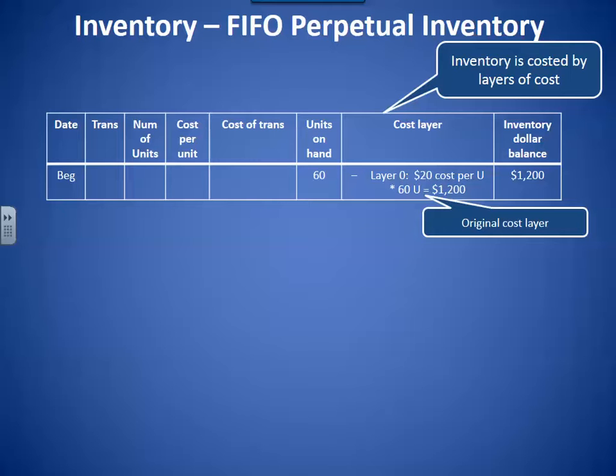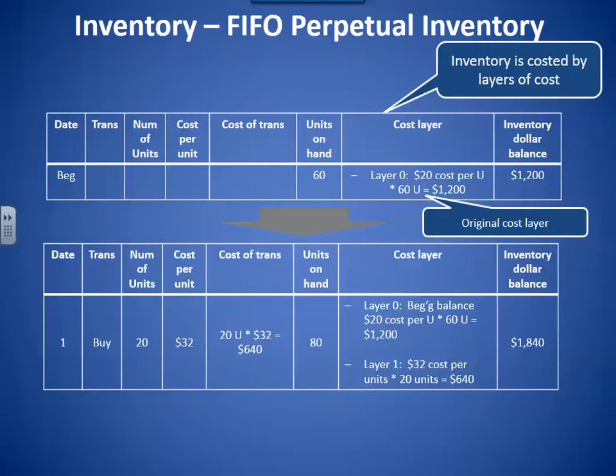So let's take a look at the first transaction associated with FIFO valuation. In this case, this happens to be where we're making a purchase on date number 1. We're going to have 20 units at a cost of $32 a unit. The cost of our transaction is 20 units times $32, so the cost of this transaction is $640. So in our journal entry to enter that value, we're going to credit, let's say, accounts payable or cash for $640 and debit our inventory for $640.